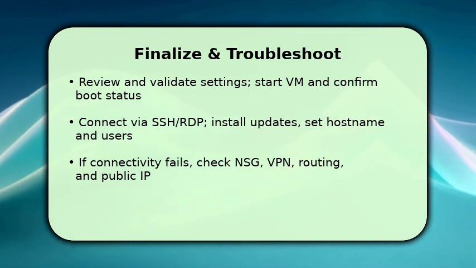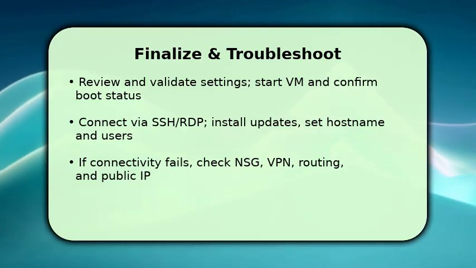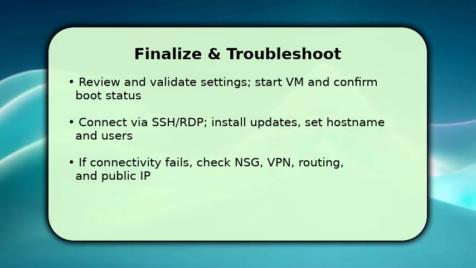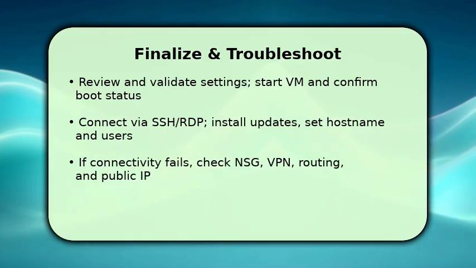If something goes wrong, first verify network security group rules and the VM's public IP. Then check subnet routing and any VPN or firewall that might block traffic. Fixing one misconfigured rule typically restores access quickly.